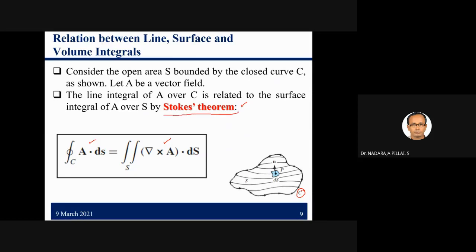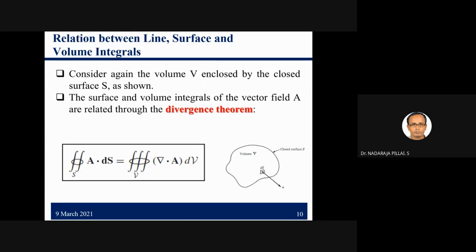Now the divergence theorem. The divergence theorem relates the volume and the closed surface. We can express this as the double integral over S of A dot dS is equal to the triple integral over V of del dot A dV.